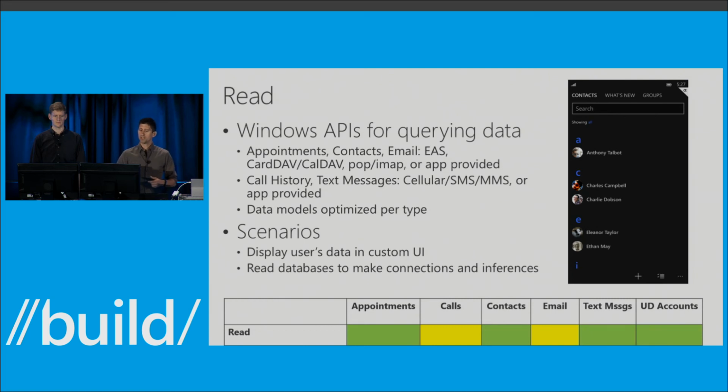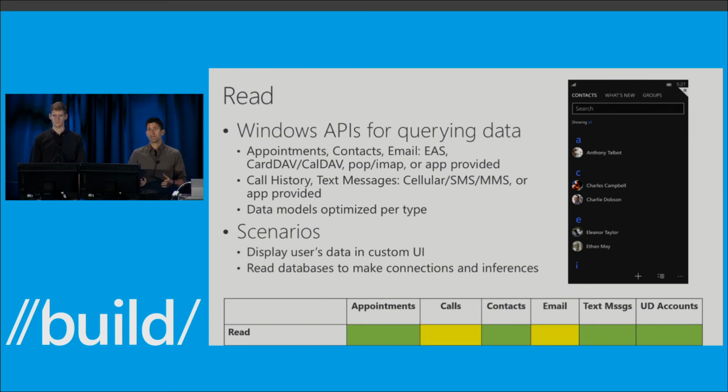So when it comes to reading appointments, contacts, and email data, you have Exchange ActiveSync data coming down, you have CardDAV and CalDAV data, POP and IMAP, or it can be data that's provided by other applications using the right APIs, which we'll get to a few slides later. For call history and text messages, you're able to read the cellular, SMS, and MMS data, or again, this can be app-provided data coming from something like Skype, which is writing call history entries into the database.